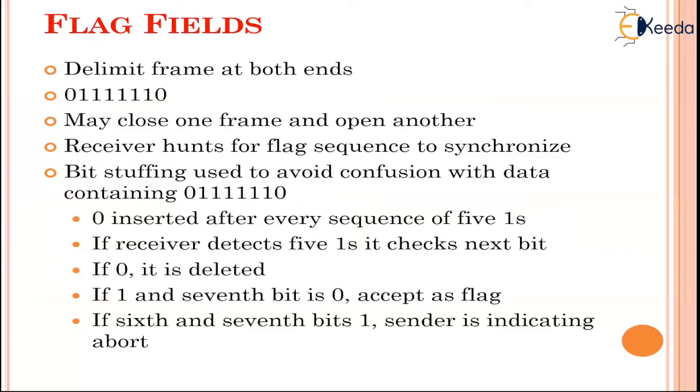To avoid this problem, a procedure known as bit stuffing is used. For all bits between the starting and ending flag, the transmitter inserts an extra 0 bit after each occurrence of five continuous ones in the frame.